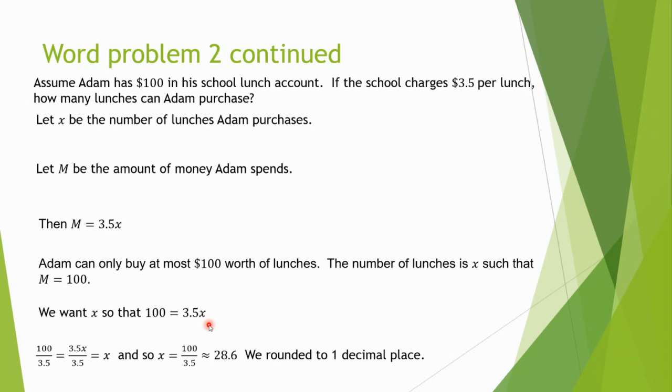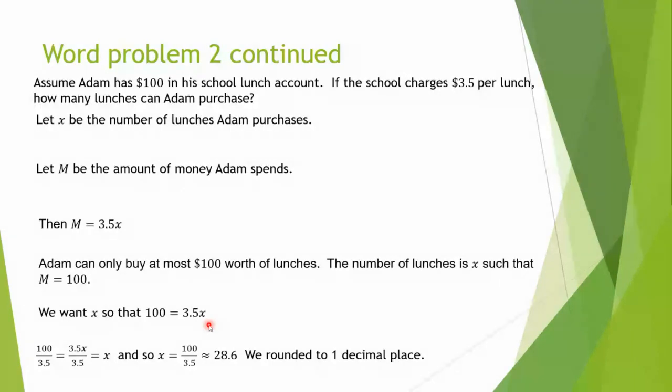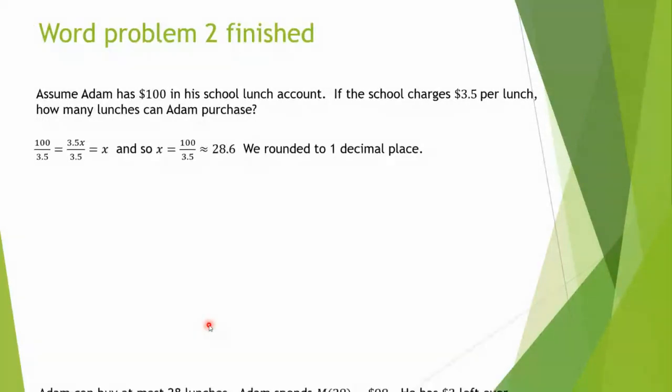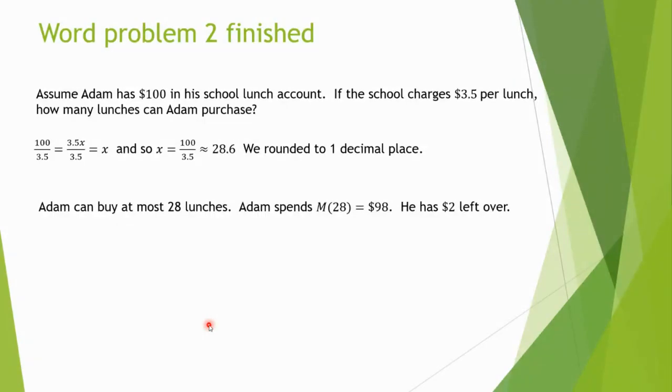Now, does that make sense in the context of the problem? Well, can he buy half a lunch? Can Adam? Well, no, he can't, right? That doesn't make sense. So the answer then would be 28. So he can only buy 28 lunches, and he spends $98. And so after all this, he has $2 left over.